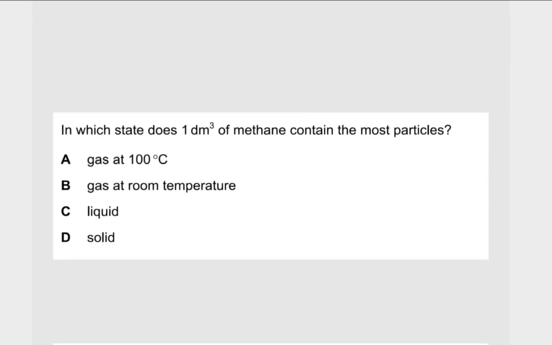In which state does 1 decimeter cubed of methane contain the most particles? Gas at 100 degrees Celsius, no, particles will be further apart. Gas at room temperature, again no. A liquid, a solid, particles are closer together.